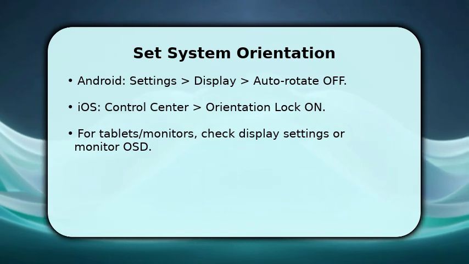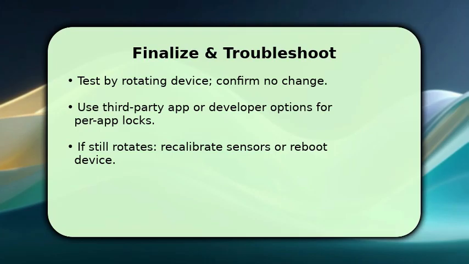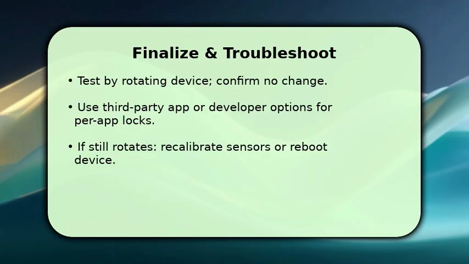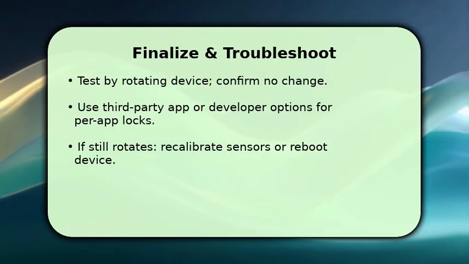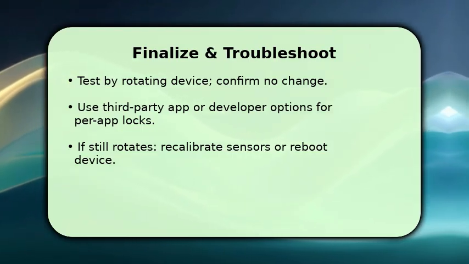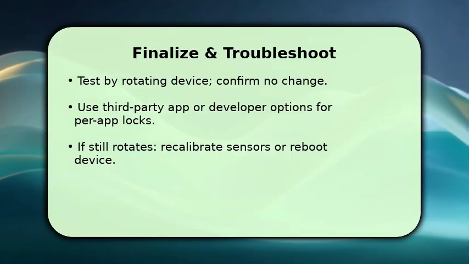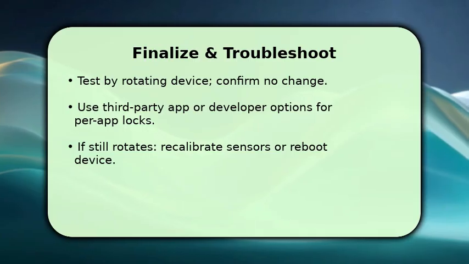Finish by testing. Rotate the device. Confirm the view stays fixed. If you need specific apps locked differently, use a reputable third-party orientation app or enable per-app rotation in developer or accessibility settings. Make sure system updates are installed because firmware fixes sensor behavior.